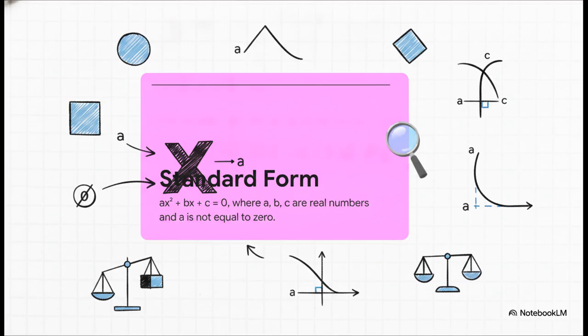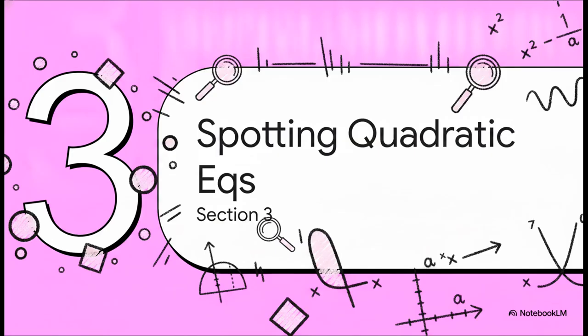Why is that? Well, think about it. If a becomes 0, the x squared term completely vanishes, and poof, it is no longer a quadratic equation at all. The x squared term is quite literally the heart of the whole equation. All right, Section 3, Spotting Quadratic Equations.